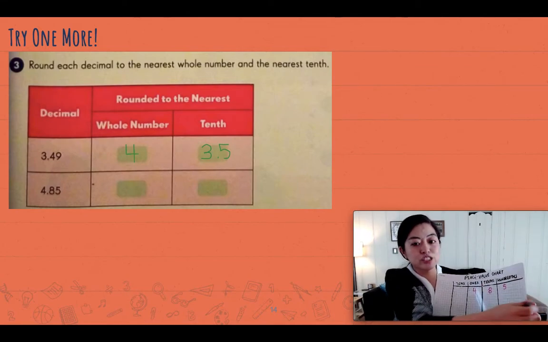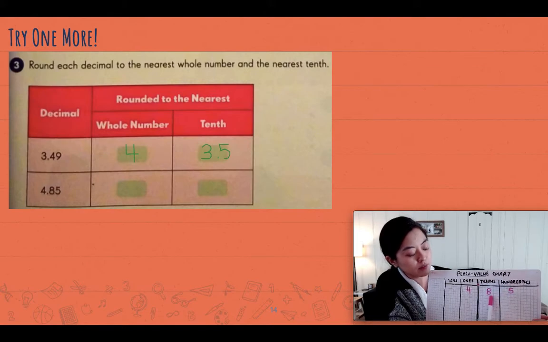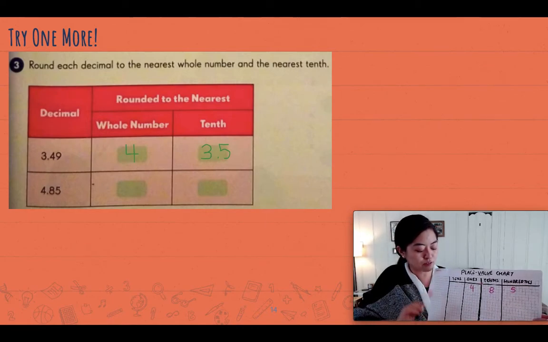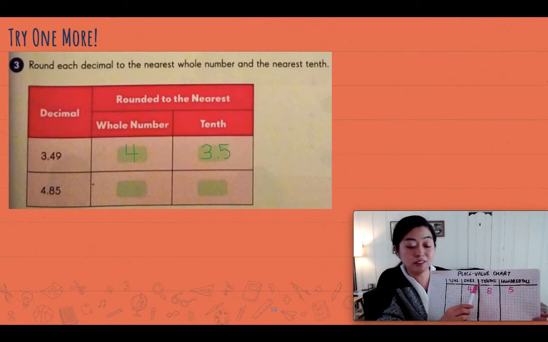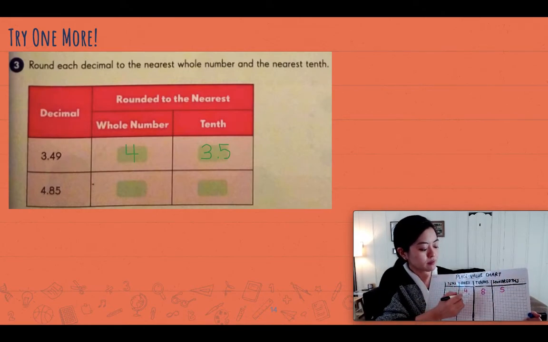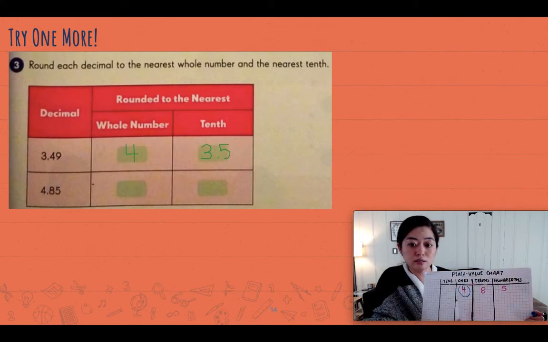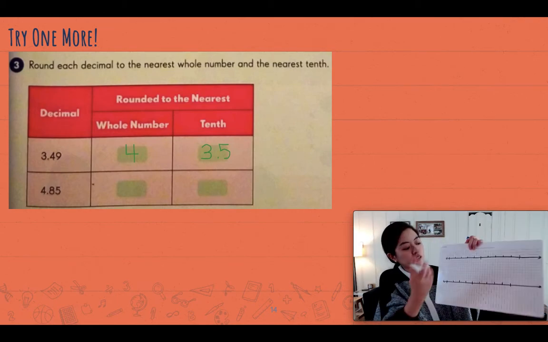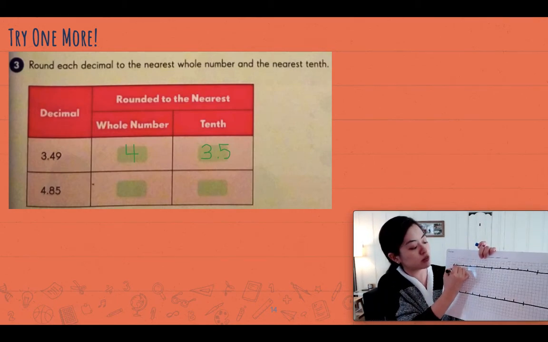So what should I do? Always look at the number or numbers, if other spots in the place value column are filled, before the decimal point here. So we're going to focus on this 4. This is the starting point of the whole number on the number line here. So this is the whole number 4.